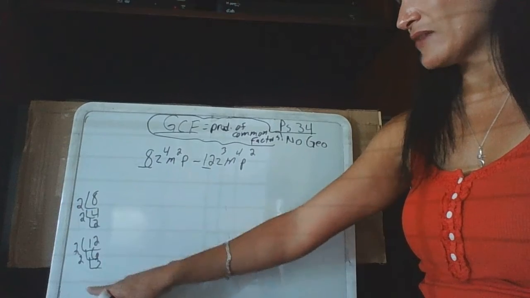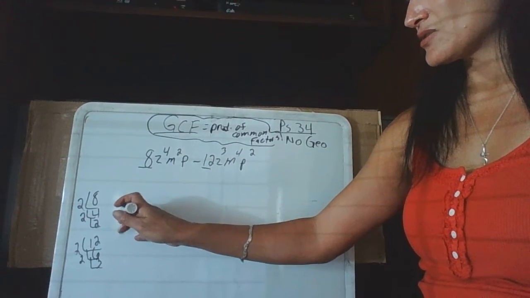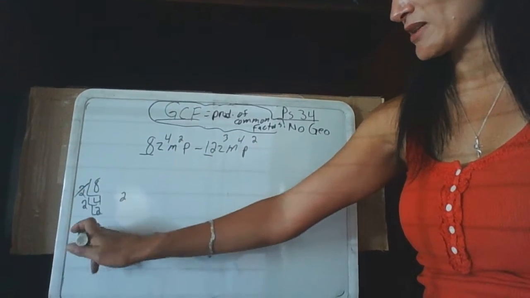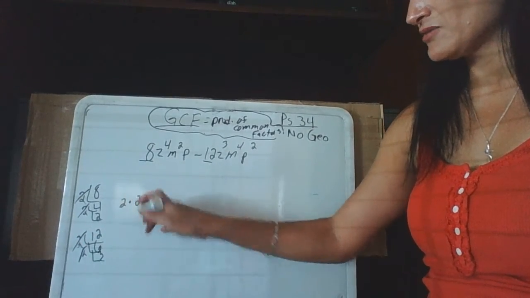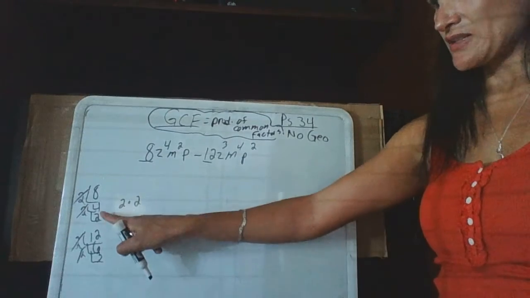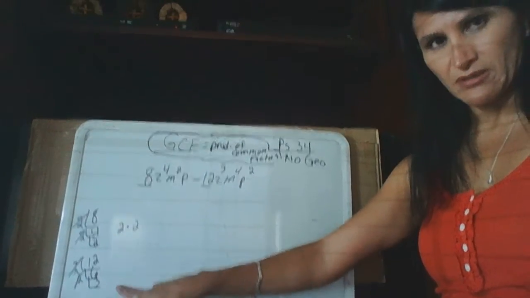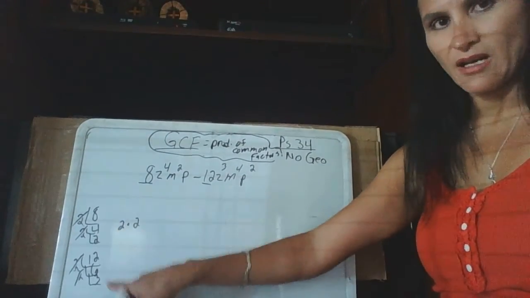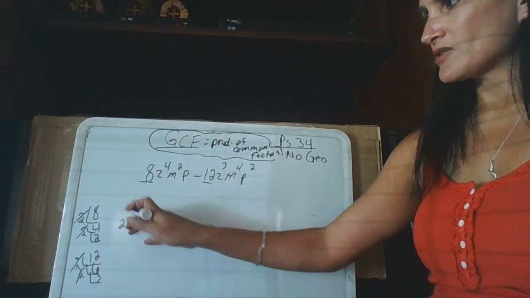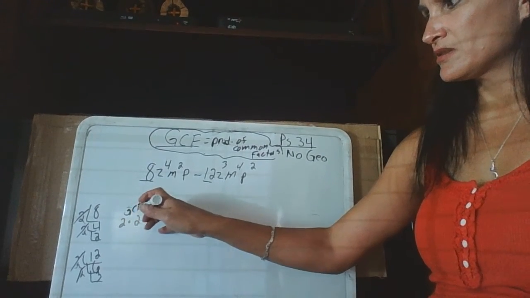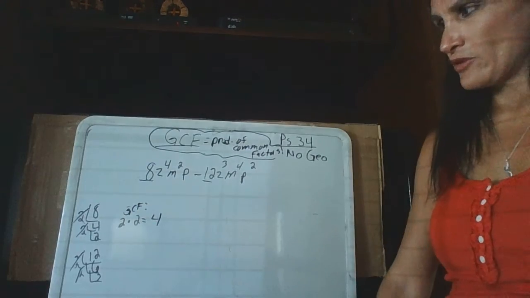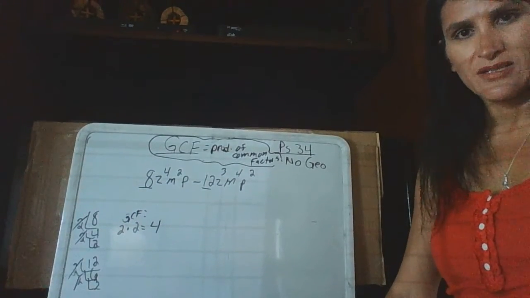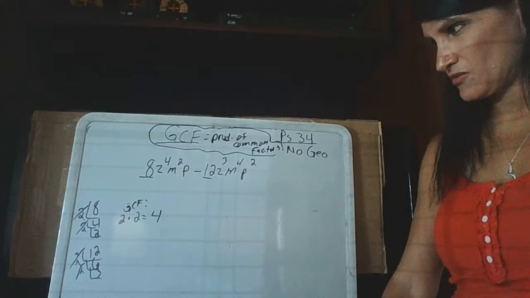Okay, so what do they have in common? They have a 2 in common. Remember, cross it off. They have another 2, cross it off, and that is it. The third 2 is not in common, and the 3 is not in common. So that means the GCF is going to equal 4 for the coefficient. So that's the first thing, is find the greatest common factor of the coefficient.